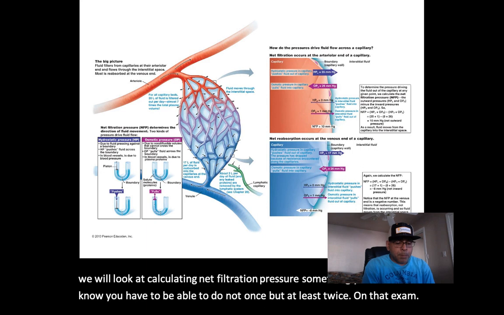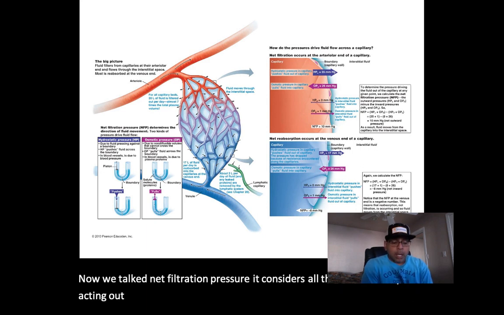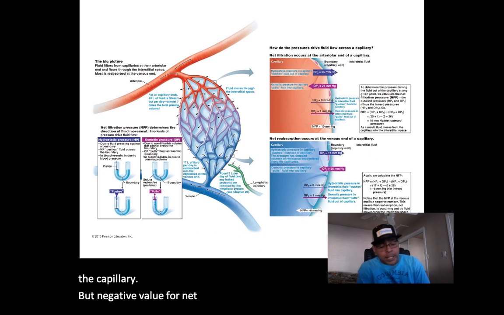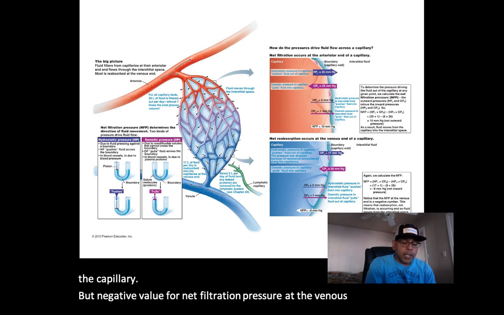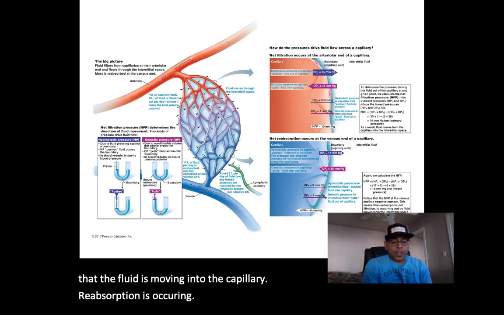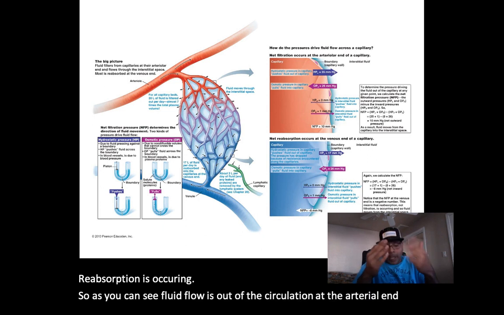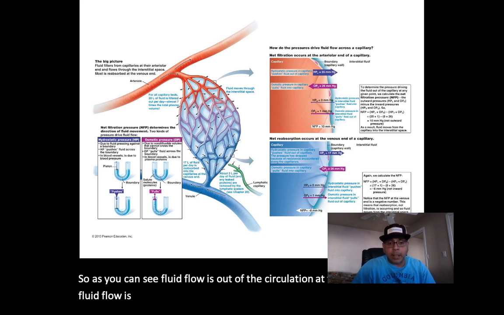Now we talk net filtration pressure. It considers all the forces I told you acting at the capillary bed. Net filtration is occurring at the arterial end of the capillary. A negative value for net filtration pressure at the venous end indicates that the fluid is moving into the capillary. Reabsorption is occurring. So as you can see, fluid flow is out of the circulation at the arterial end, and fluid flow is into circulation at the venous end.